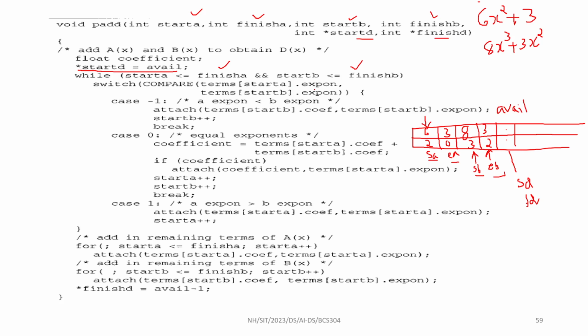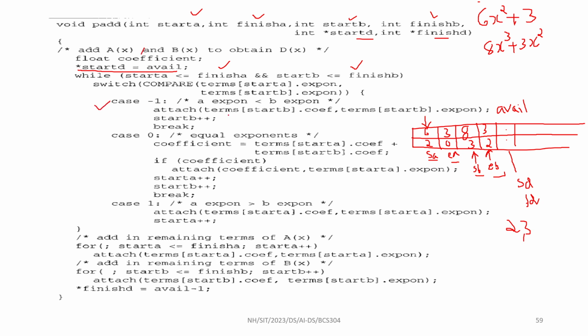Compare the exponent of A and exponent of B. Starting point of A exponent part is 2. Starting point of B exponent is 3. 2 and 3 are compared. 2 is smaller than 3, returns -1. In that case, this part is compared.